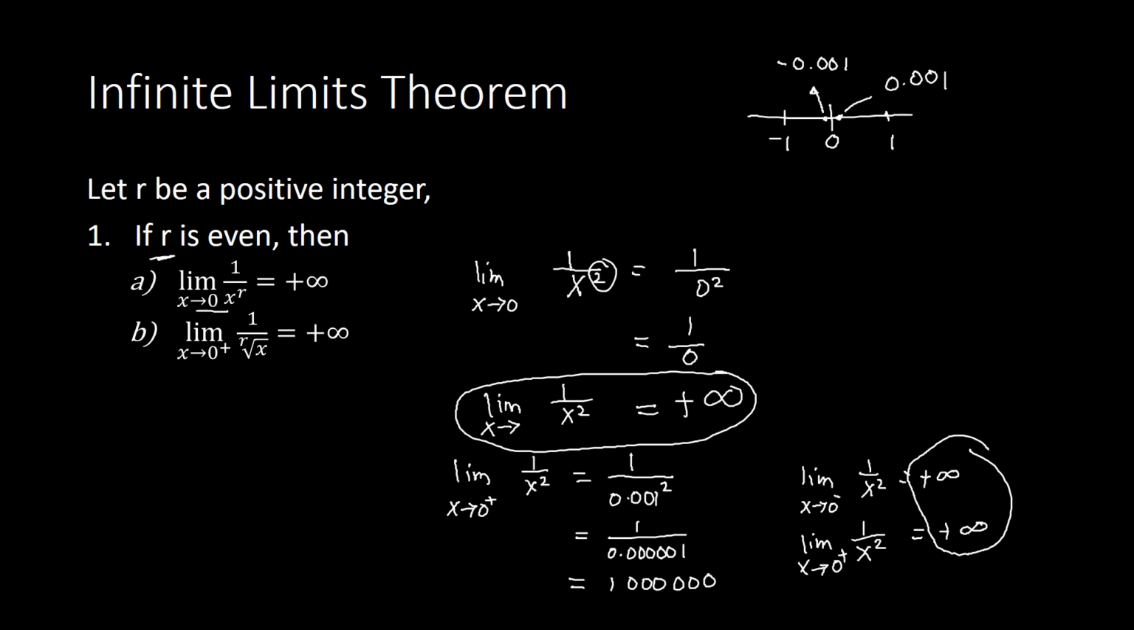Same goes with this one. If you look at this, it is 1 over the r-th root of x. So if your r there is even, regardless of whatever it is, whether you've got only a 0 in there or a negative in there, automatically you'll get a positive infinity.